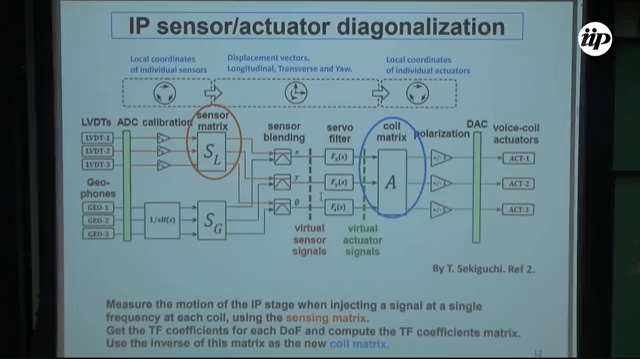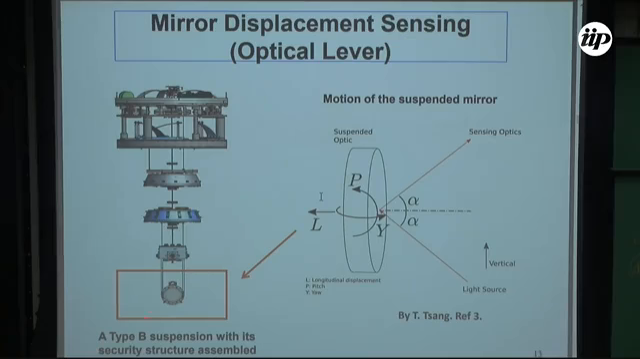So, okay, now you have diagonalized your inverted pendulum. But also, for example, I have diagonalized this one. I will skip this part of the vertical isolation or vertical control, and also that one. But I would like to focus now on the optics.